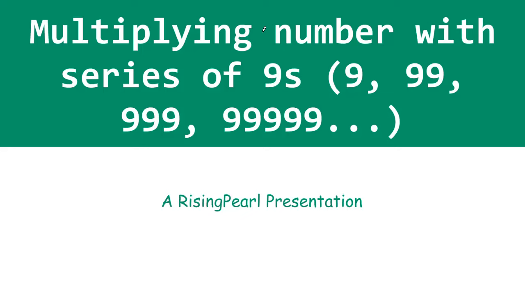Today we are going to talk about how we multiply a number. This will be any number that we can think of with a whole bunch of nines. Maybe one nine, maybe two, three, four, six, eight, as many nines as we want. So we are going to find out how we do this.